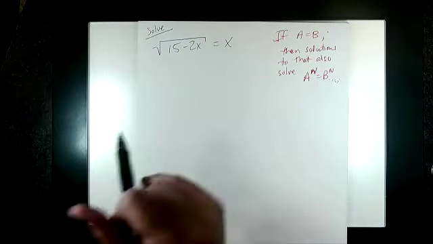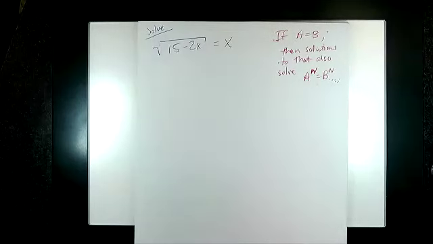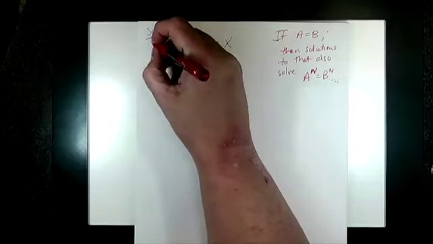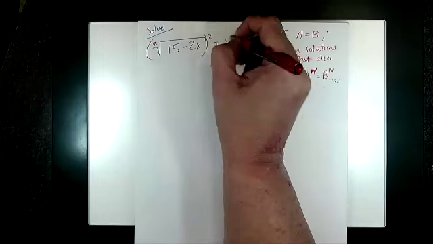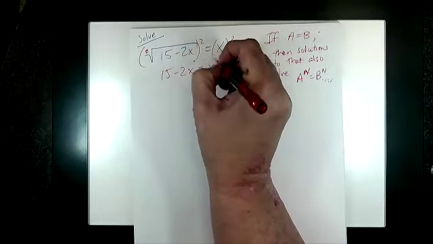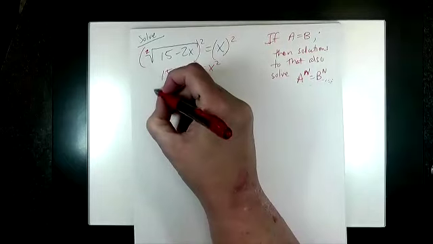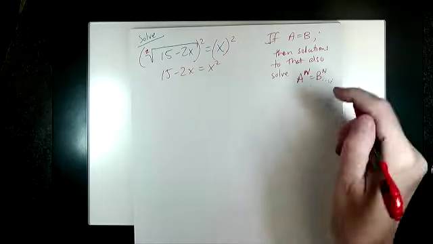So, what do we do? We square both sides to get rid of the radical. That's a root with an index of 2. So we'll square both sides. We get 15 minus 2x equals x squared. Squaring both sides introduces the possibility of extraneous solutions, so you better check your answer. That's what I was saying.